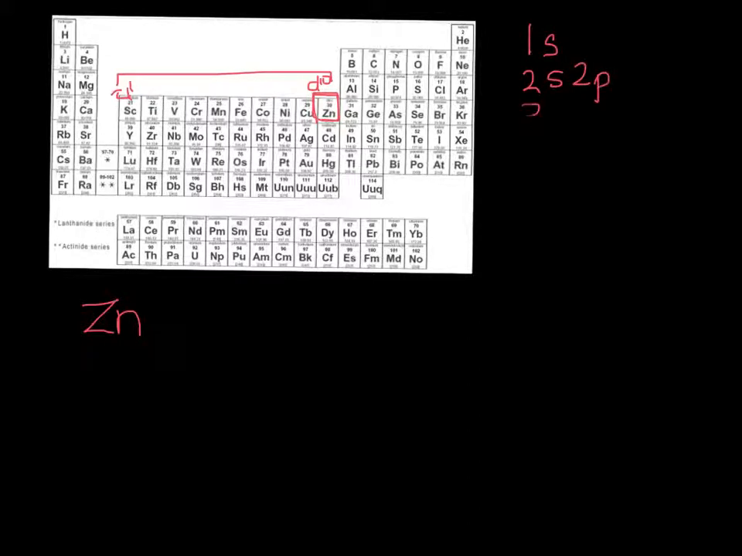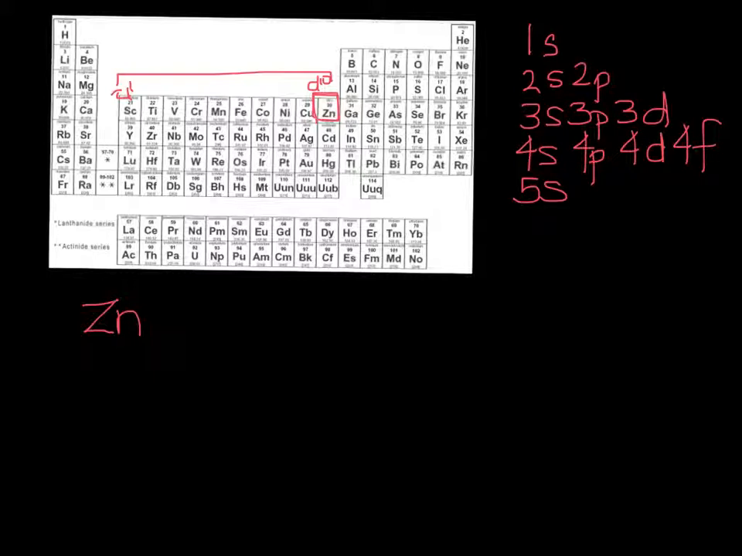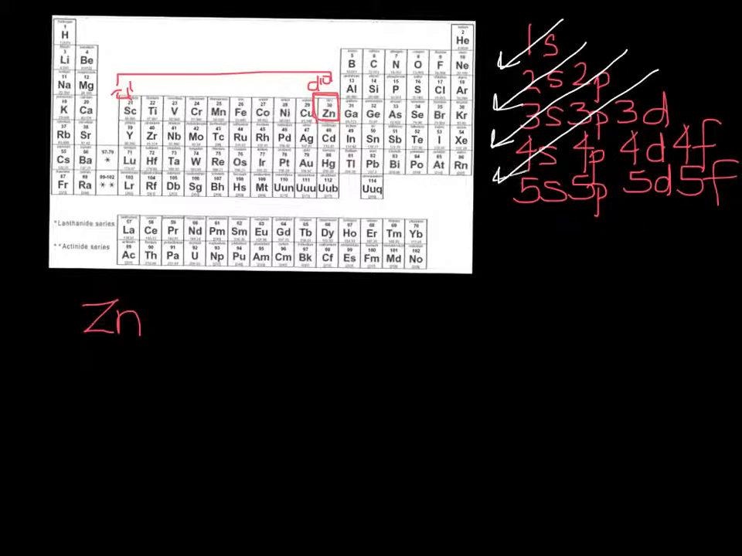Here's our little way of remembering the order that they fill. On level 4, you have 4s, 4p, 4d, 4f, 5s, 5p, 5d. And this keeps going, but I'm not going to go any further. We fill in this order: 1s, 2s, 2p, 3s, 3p, 4s, 3d, 4p, 5s, 4d, 5p, and then we would be to 6s. Alright, so zinc has exactly 30 electrons.